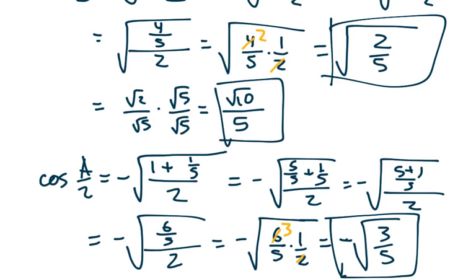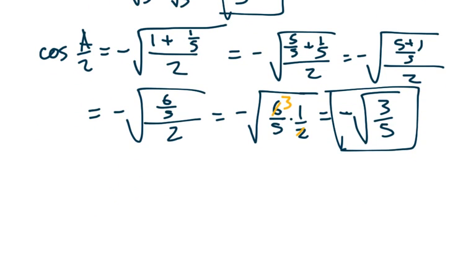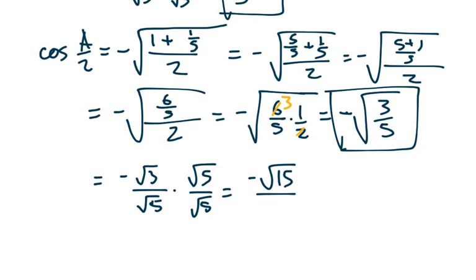This is an acceptable answer, but we can see what this looks like when we rationalize the denominator. Negative root 3 over root 5. Again, rationalizing the denominator by multiplying the top and the bottom by the radical expression. Negative root 15 over 5. So that's sine and cosine.